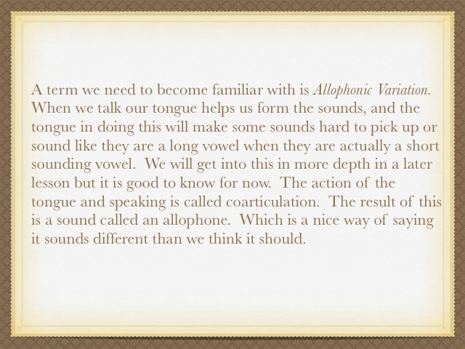A term we need to become familiar with is allophonic variation. When we talk, our tongue helps us form the sounds, and the tongue in doing this will make some sounds hard to pick up or sound like they are a long vowel when they are actually a short sounding vowel. We will get into this in more depth in a later lesson, but it is good to know for now. The action of the tongue in speaking is called co-articulation. The result of this is a sound called an allophone, which is a nice way of saying it sounds different than we think it should.